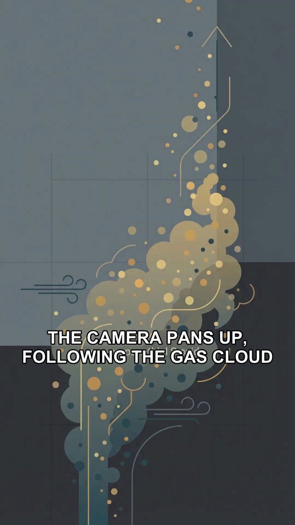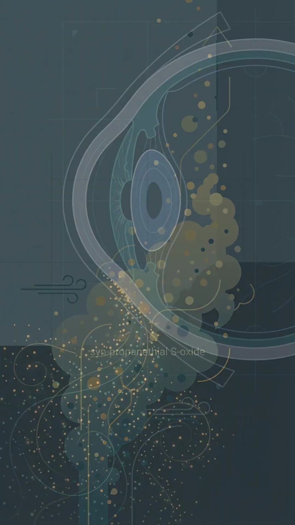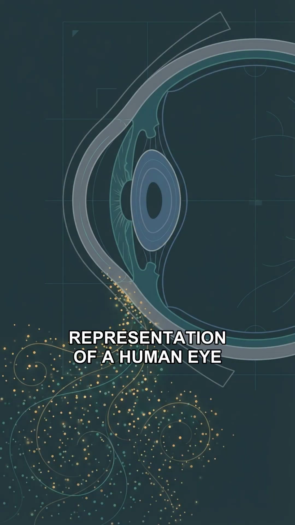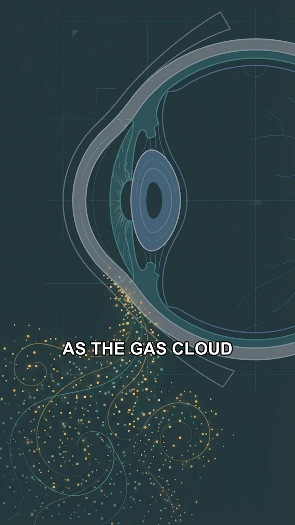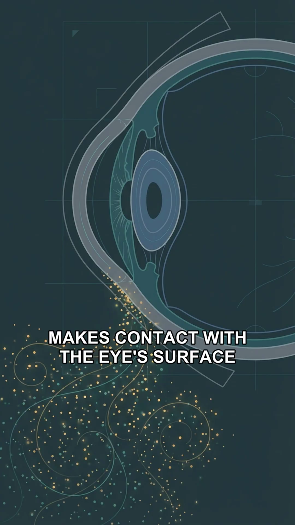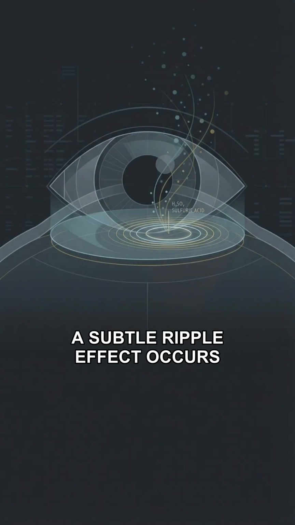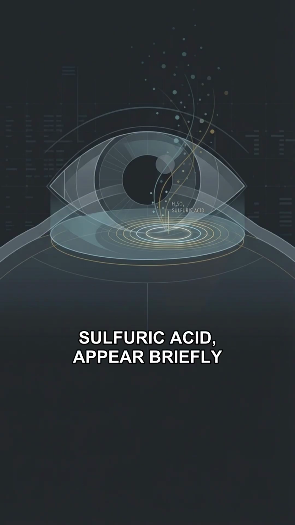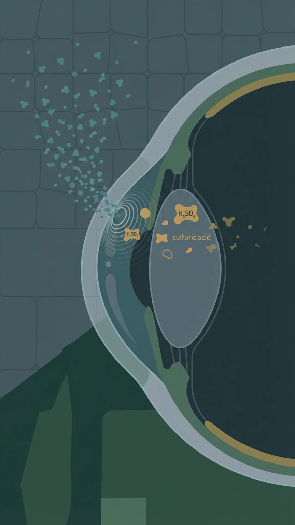The camera pans up, following the gas cloud. It approaches a minimalist, schematic representation of a human eye. As the gas cloud makes contact with the eye's surface, a subtle ripple effect occurs, and tiny text labels for H2SO4, sulfuric acid, appear briefly.